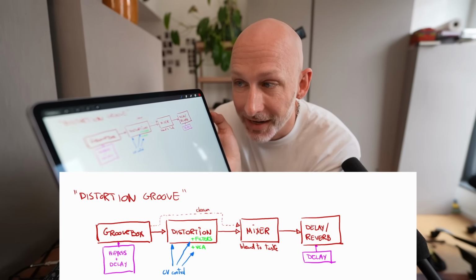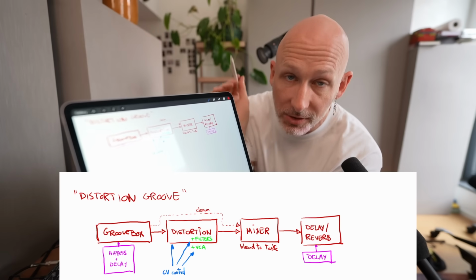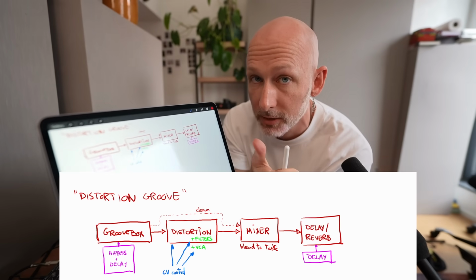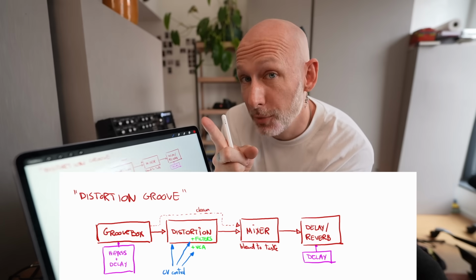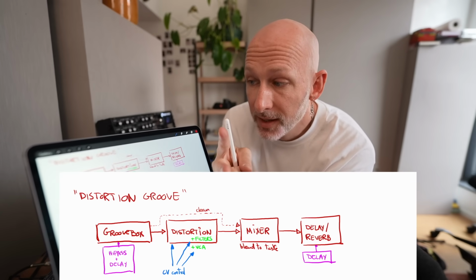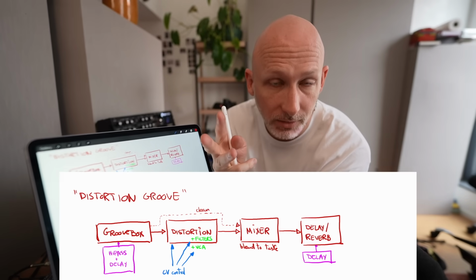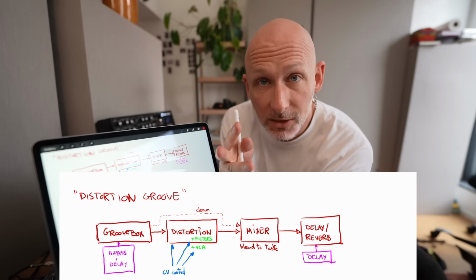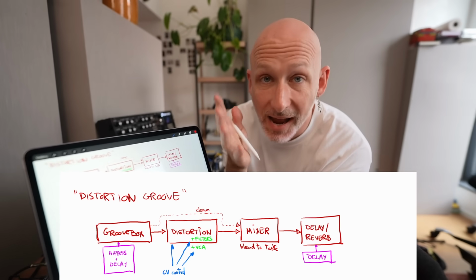Okay, I've done a little diagram and you can see there are 4 main sections to this. First is a groove box. That groove box is just going to be playing an entire drum beat, okay? Then we can put that through a distortion unit, and then that goes into a mixer. And in the mixer, we can also bring in the clean signal if we want in parallel. And then after the mixer, we've got some performance effects, some delays, and some reverbs after everything.